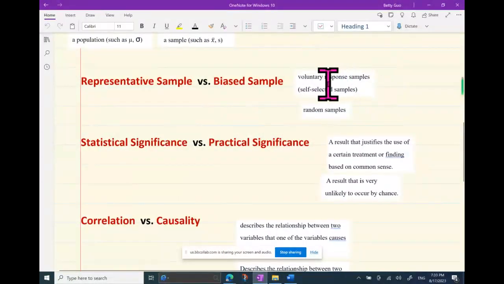So here I have two options. Let's match them. The first one is a random sample. This one is a voluntary response sample. So which one should go with which one?